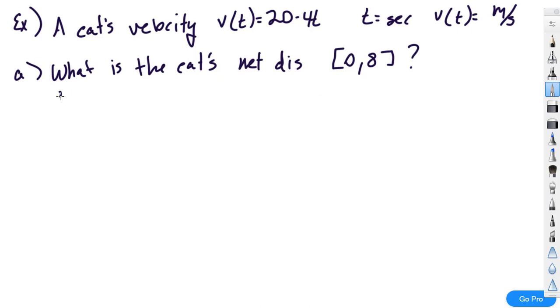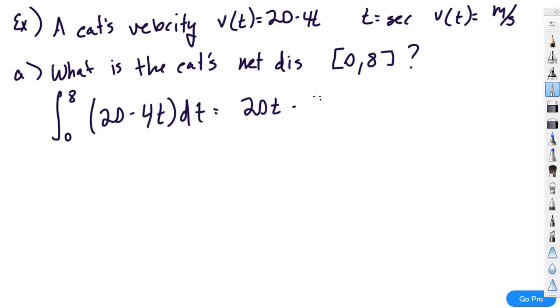So what this is going to end up being is the integral from 0 to 8 of 20 minus 4t dt. We can just evaluate this integral straight up. So it's going to be 20t minus 4t squared divided by 2, which will give us 2t squared, and we need to evaluate that from 0 to 8. And when you carry that arithmetic through, you're going to get 32 meters.